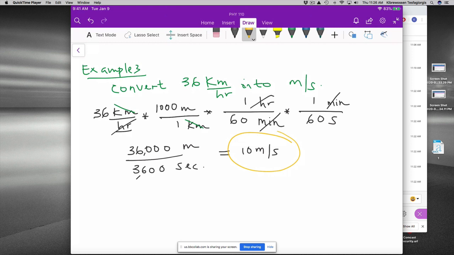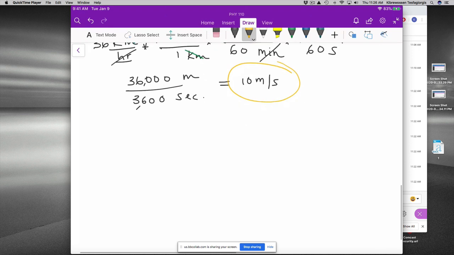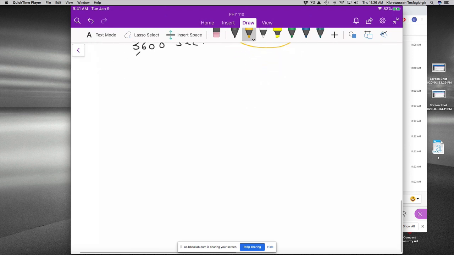It's pretty straightforward sometimes, I would say, if you practice, of course. Then let's go ahead and do probably one more example. So another example.